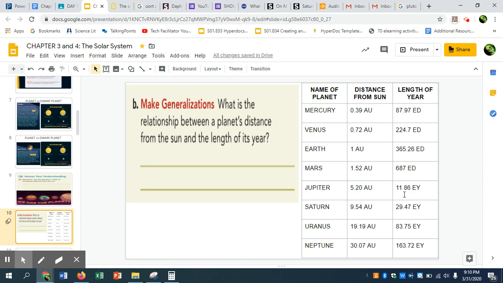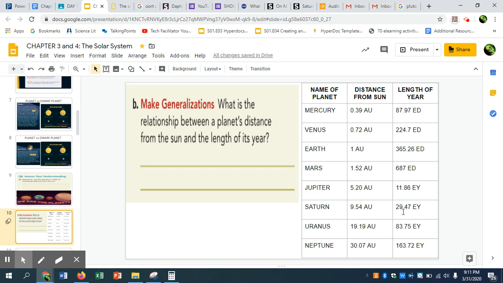Now let's jump to Jupiter, because we know Jupiter's a lot further away. We had a big jump when we saw that in our other activity. One year on Jupiter would be 11.86 Earth years for its one orbit around the sun. Saturn, even further away, as you can see here, is 29 and a half Earth years. That's one year on Saturn. Uranus takes 83.75 Earth years to make one orbit around the sun. And then finally, Neptune, 163.72 Earth years.